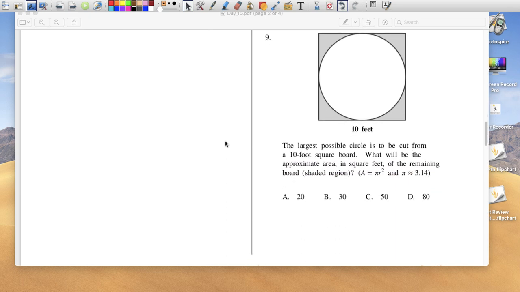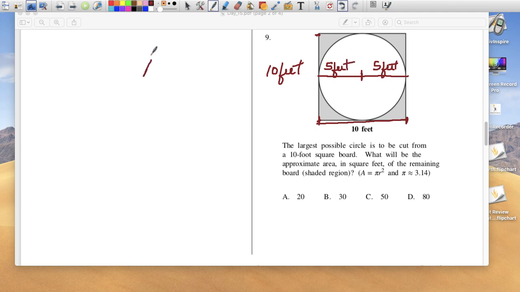The largest possible circle to be cut from the 10-foot square board. So I know that this is 10 feet, and this is also 10 feet, because it's a square. What will be the approximate area of the circle? Well, let's draw a diameter in the circle. Isn't that diameter the same as this length at the bottom? So I know the diameter is 10. If the diameter is 10, the radius is 5.